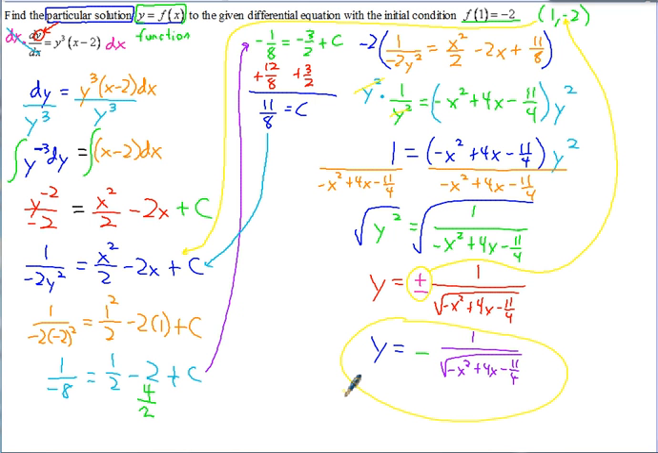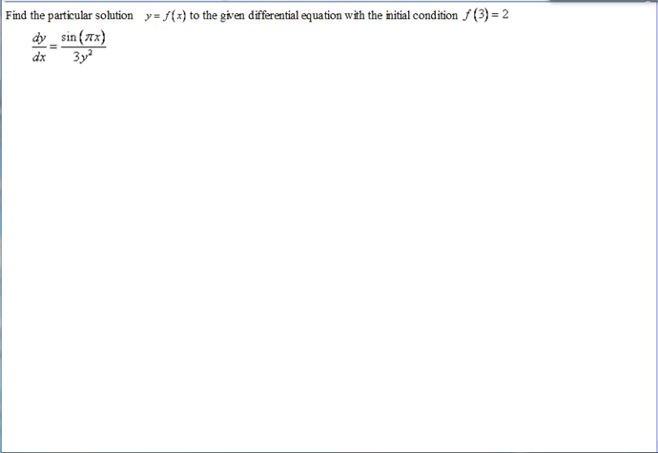All right, let's take a look at another example. This one, again, we're looking for the particular solution. So we're going to solve it for the variable on top of the y, and it's a function again. And this time, for this given differential equation, because it has a derivative in it, with the initial condition f of 3 is 2. So this time, that means the point (3, 2) is on our function.